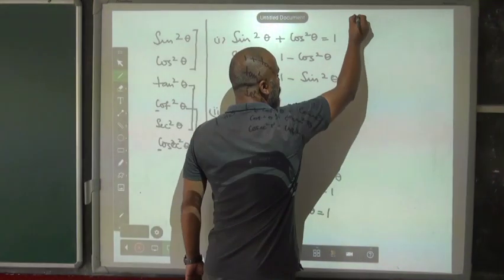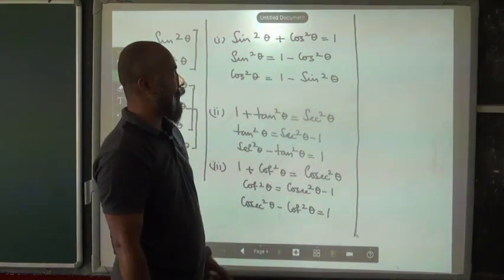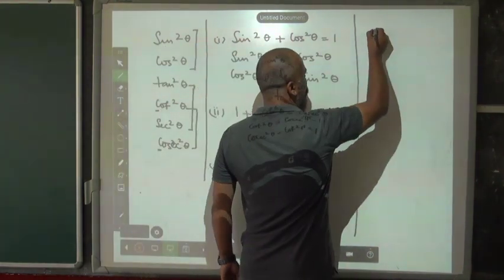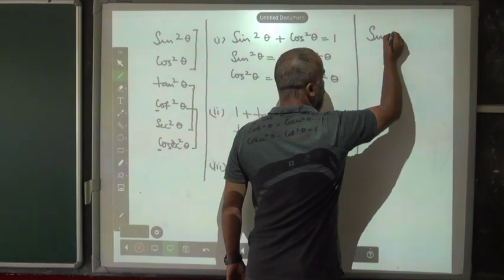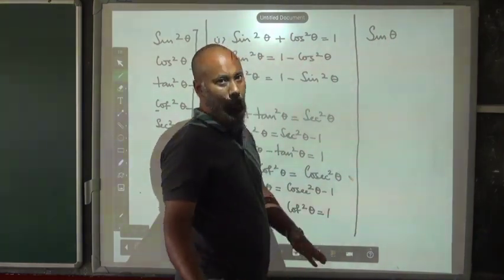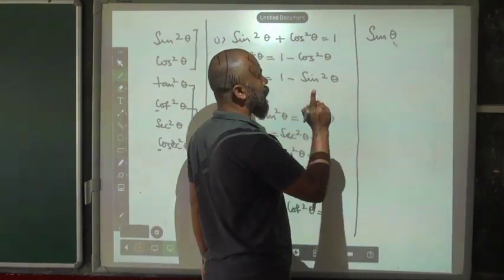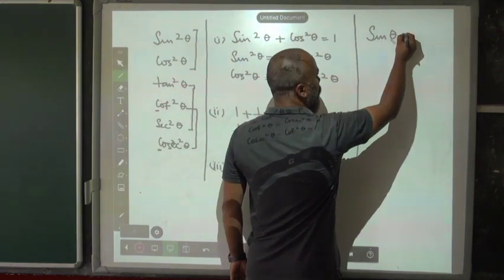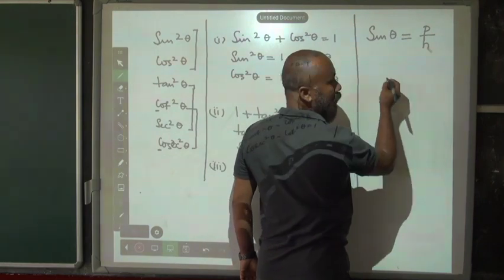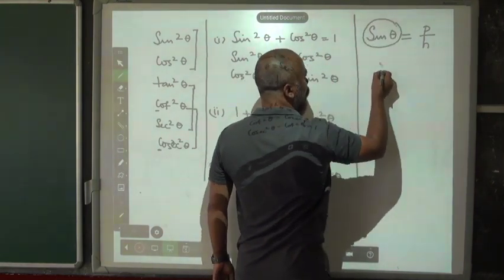Now, one of the key areas where a lot of you tend to make a mistake, please try to understand this. When we look at a sine theta, or maybe a cos theta or any of the formulae, a sine theta is a single value. Sine theta is nothing but a ratio between the perpendicular and the hypotenuse. That's what sine theta is. So this sine theta is a single value.